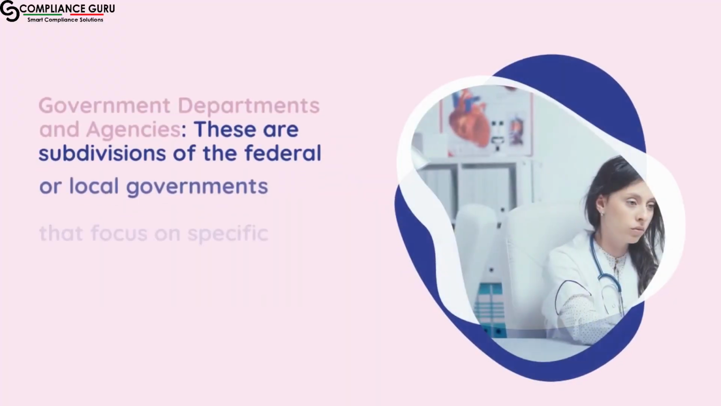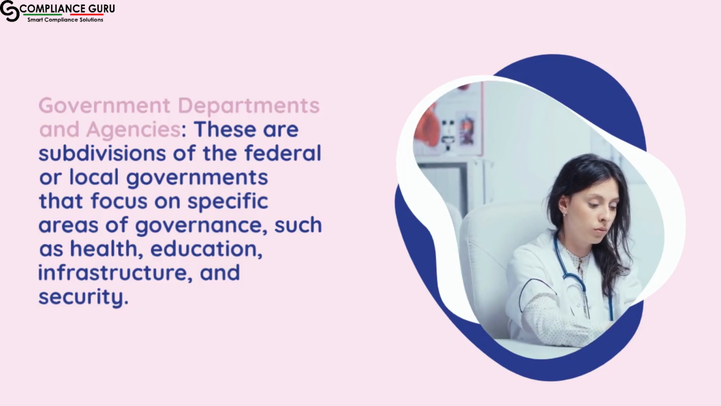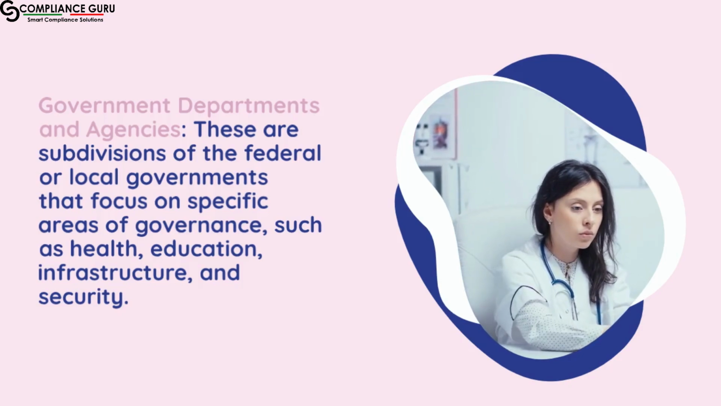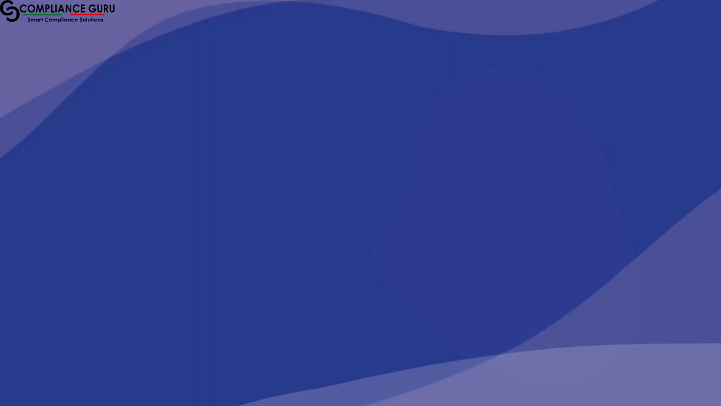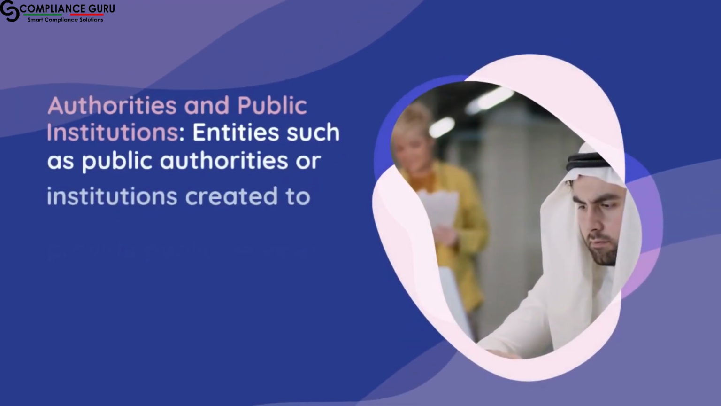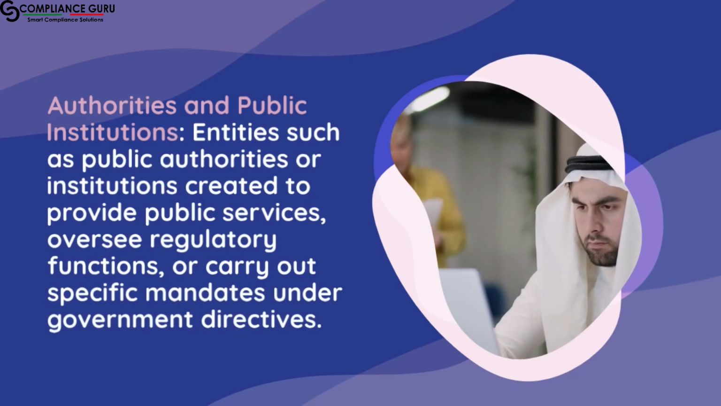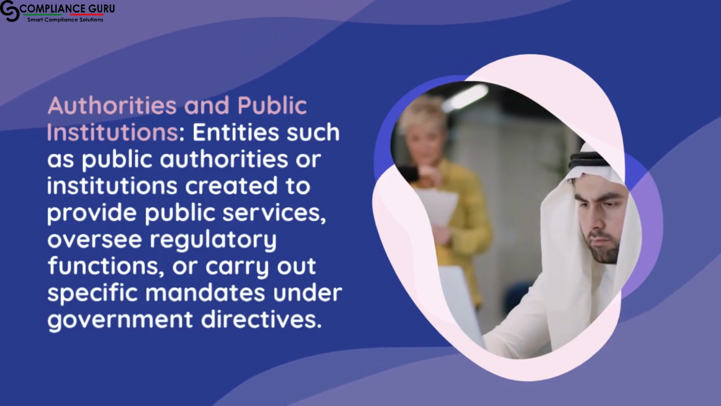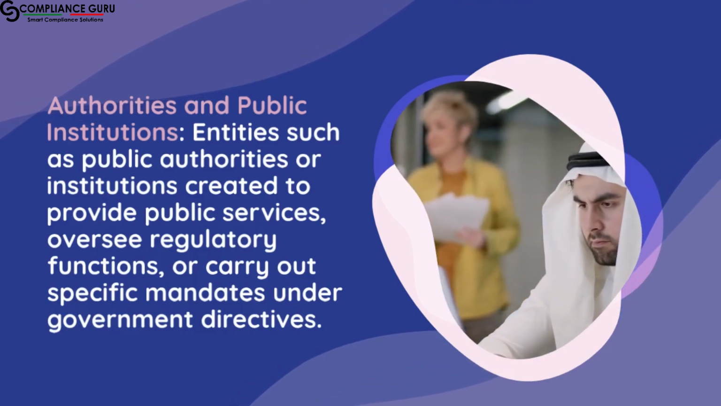Government departments and agencies. These are subdivisions of the federal or local governments that focus on specific areas of governance, such as health, education, infrastructure, and security. Authorities and public institutions. Entities such as public authorities or institutions created to provide public services, oversee regulatory functions, or carry out specific mandates under government directives.